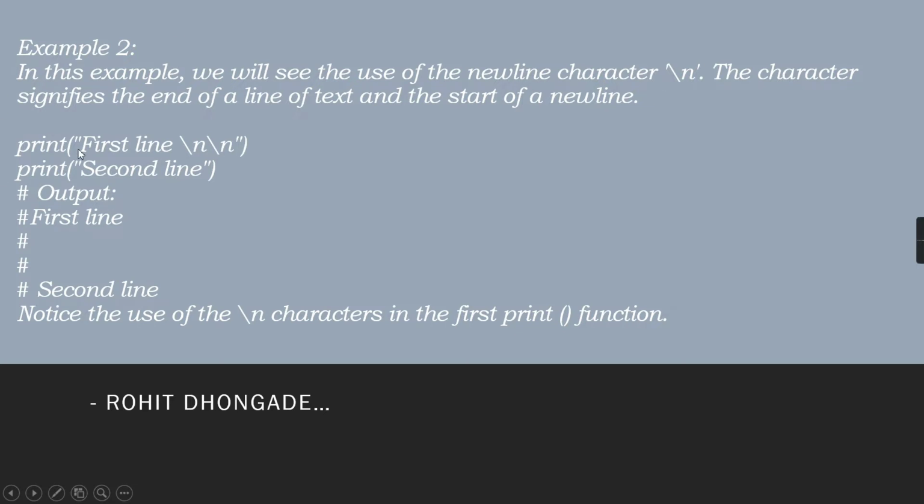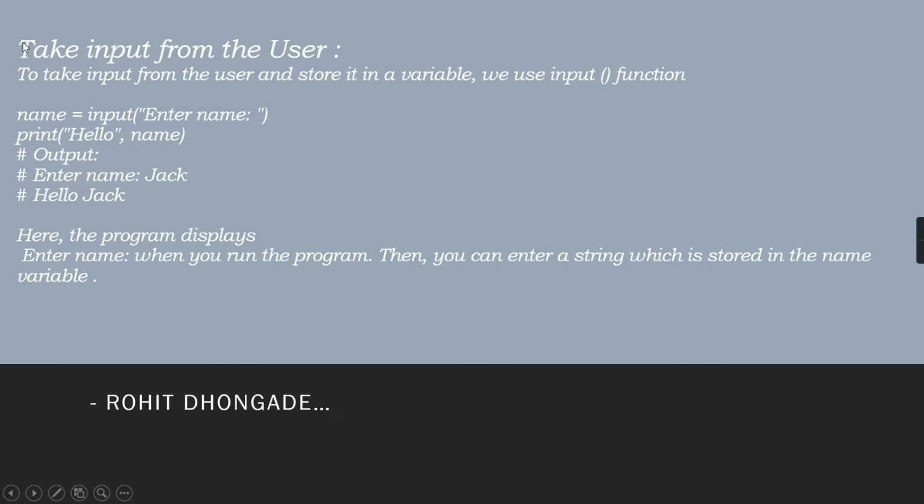So I will add here a statement like print, in quotation first line, and I will add here a \n, that is the new line character, and after that I will print another statement, that is second line. So the output I will get, you can see, is first line, and there are some spaces of two lines, and then our second line. Notice the use of \n character in the first print function.